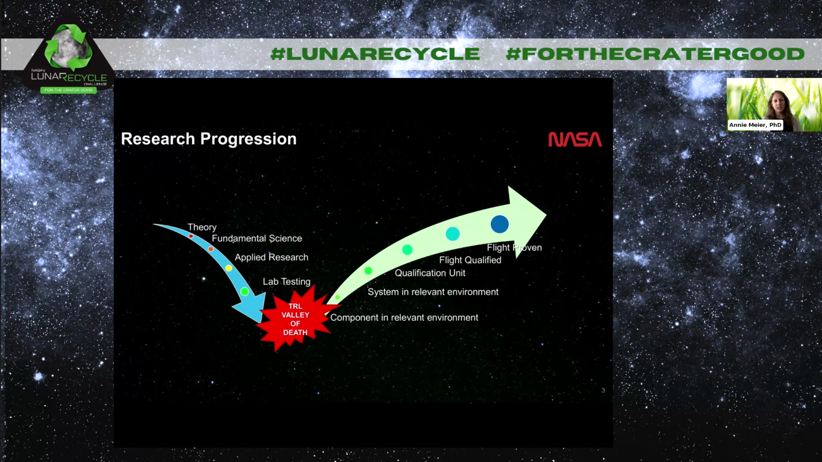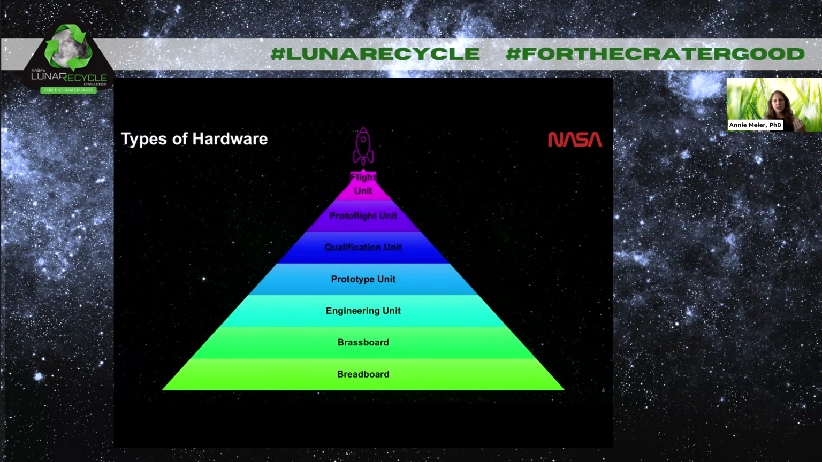If you go to the next slide, this is something that NASA describes as hardware and how it's traveling along the TRL ladder. So if you are already at breadboard, brassboard, engineering unit, you're making your way through the labs and through demonstrations, and then you get to prototype. And finally, qualification unit, protoflight, and flight unit. These terms, I didn't make them up.